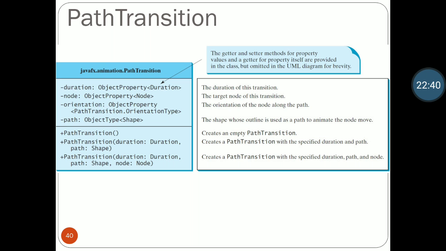Next are methods of it. First, PathTransition, that will create an empty path transition. Second, PathTransition with duration and path, that will create a path transition with the specified duration and path. Next, PathTransition with duration, path and node, it will create a path transition with the specified duration, path and node.